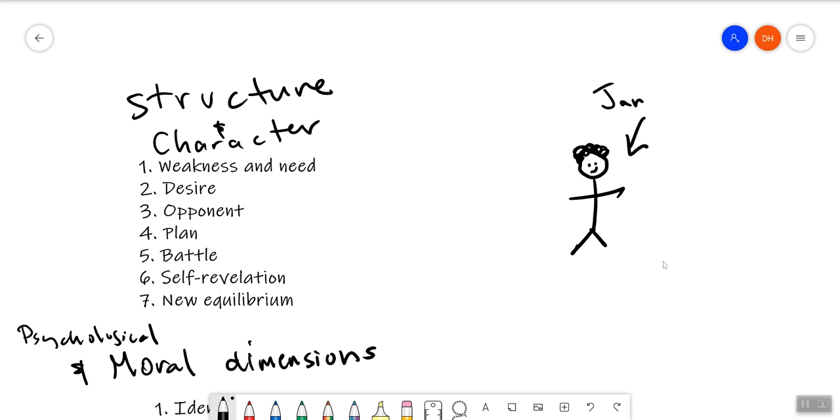So that starts to create tensions in her psychological character. Now, let's say we take that psychological need. What kinds of moral needs or problems, really, can come from that?